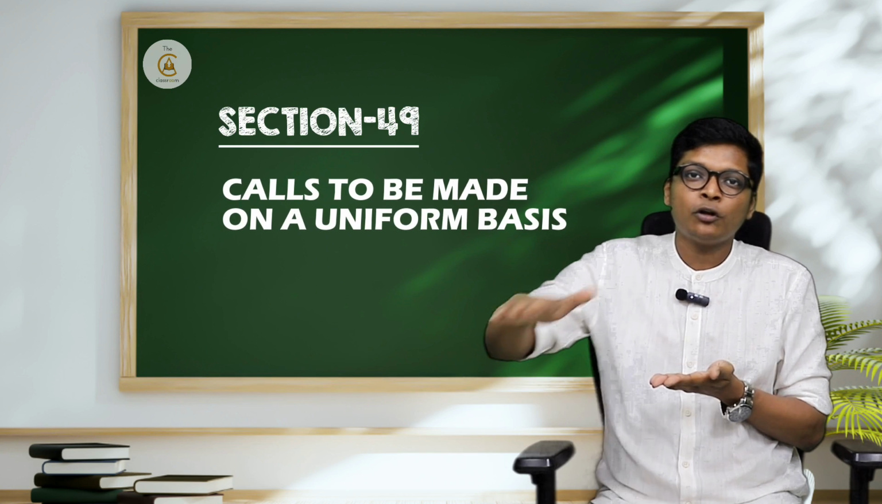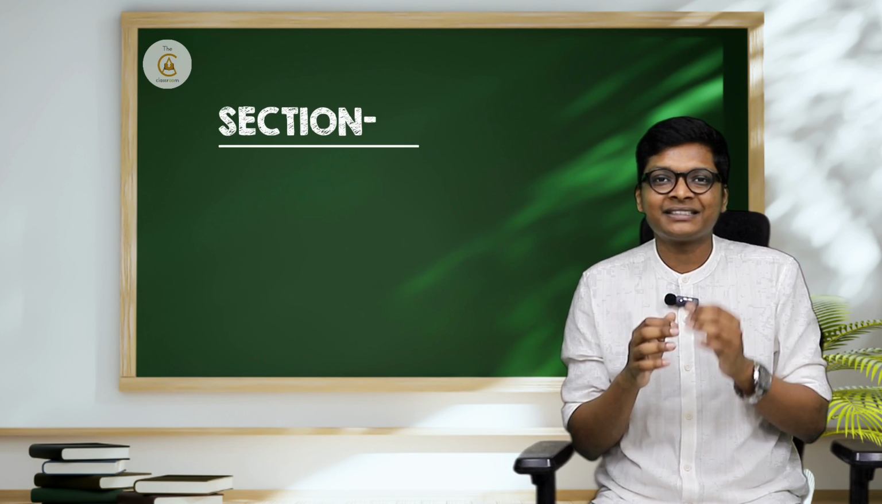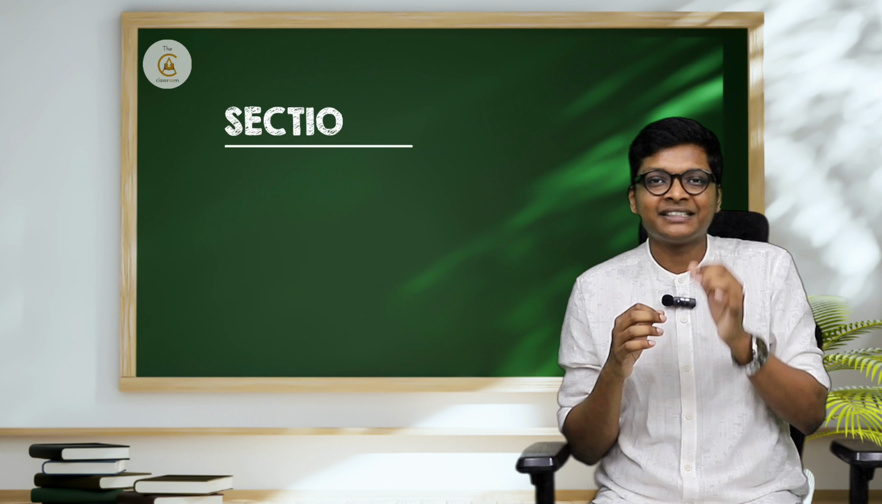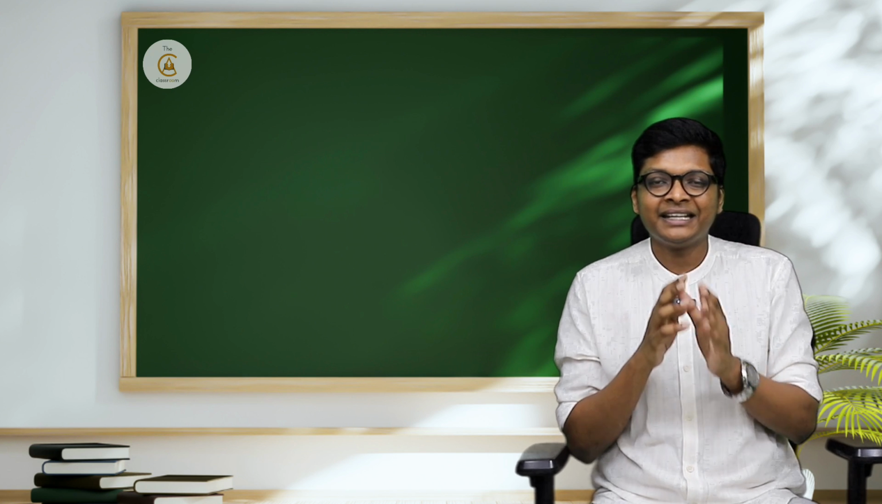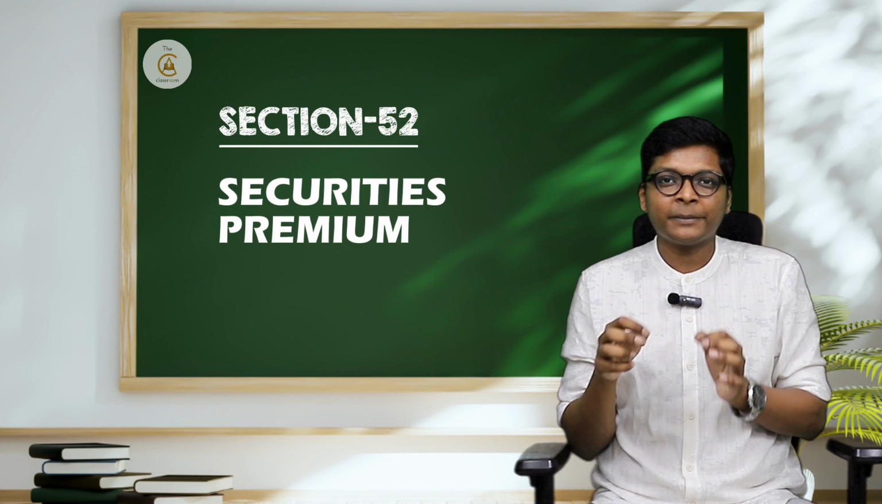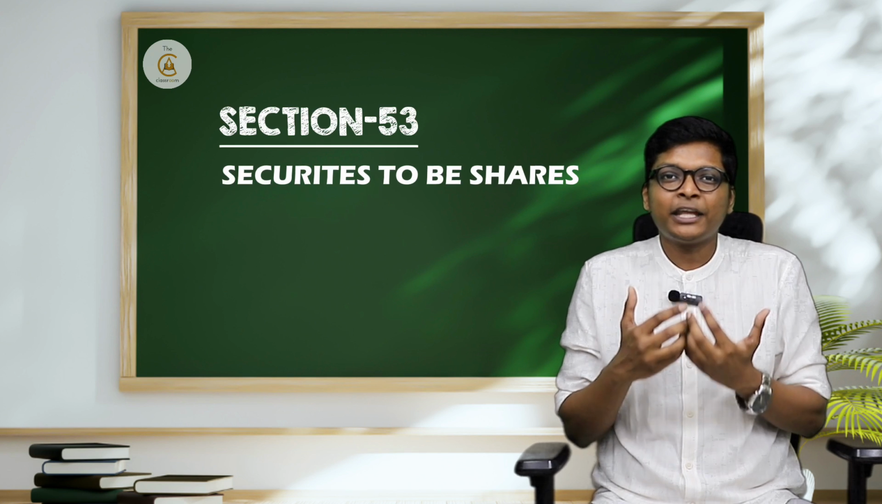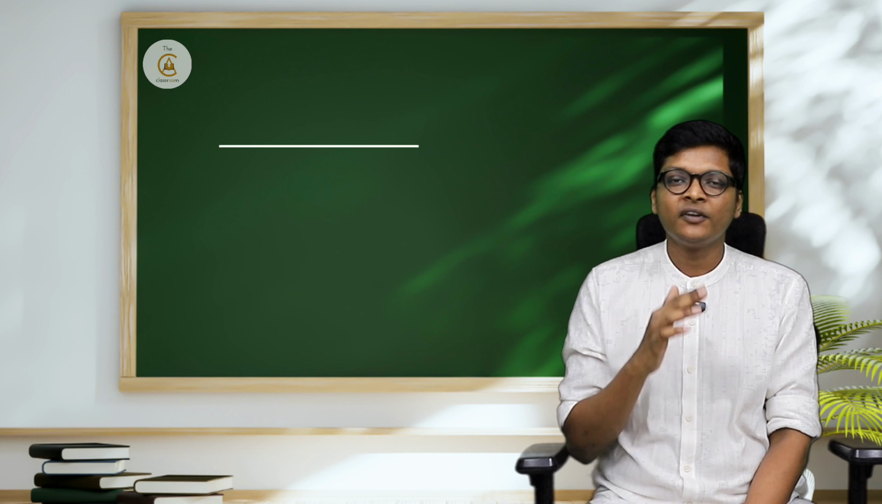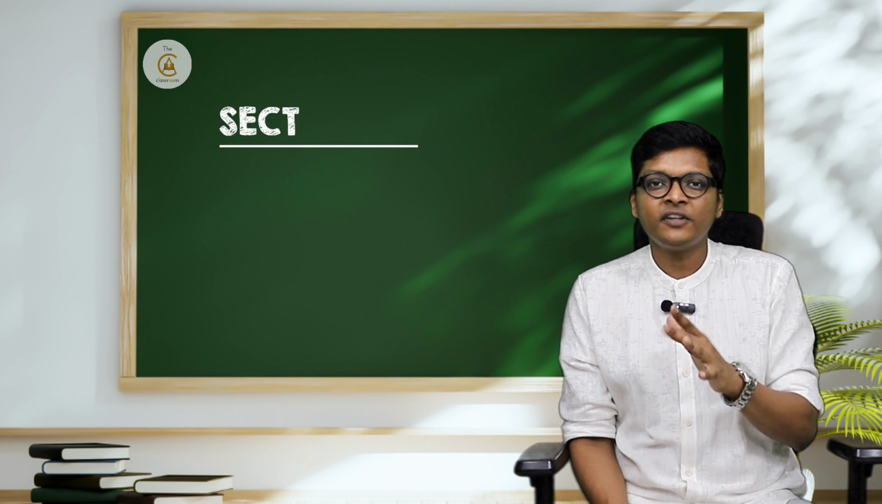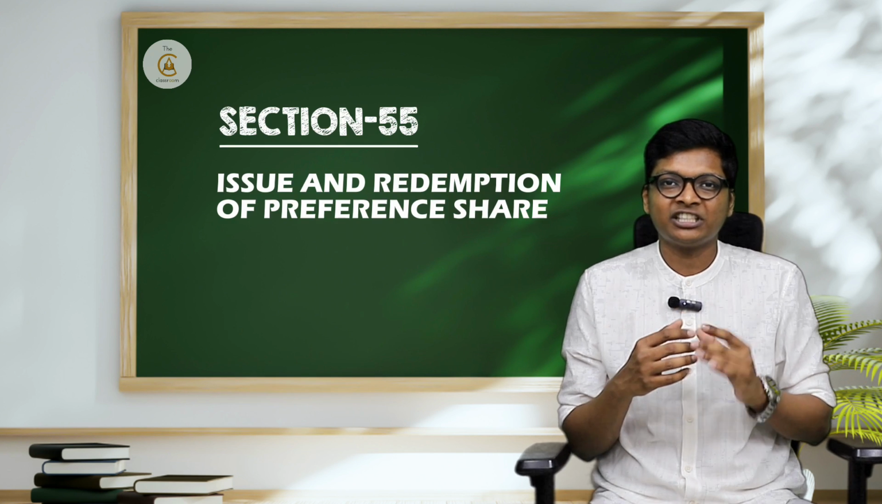49 is calls to be made on a uniform basis. 50 is calls in advance, and 51 is dividend should be paid on paid up value or face value at the option of company. Next, 52 securities premium. 53 talks about shares issued at a discount is void. 54 is sweat equity shares. 55 is issue and redemption of preference shares.